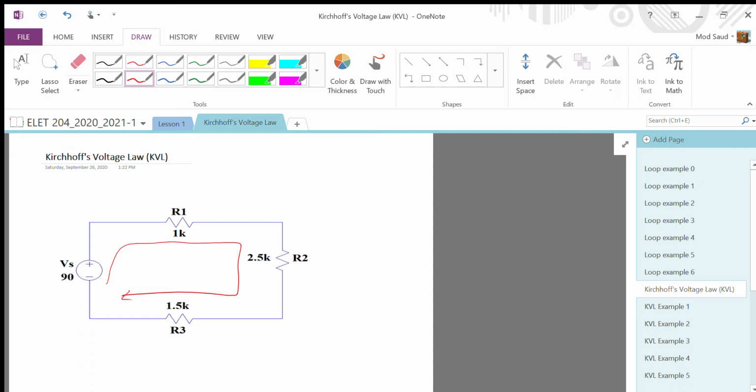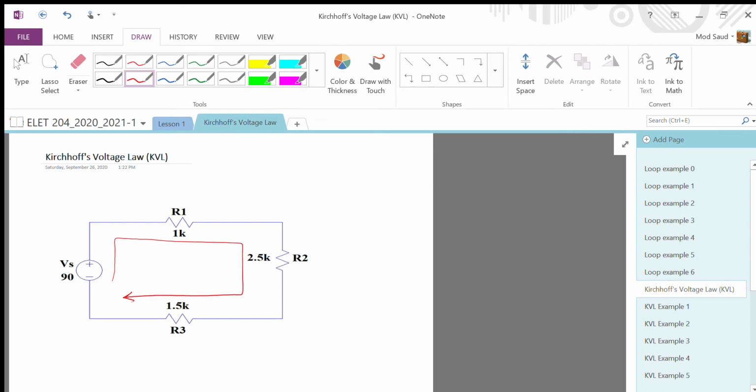Now, if you want to apply Kirchhoff's voltage law, you have to do the following steps. First one, in all my videos I will always use the conventional current, which is from positive to negative, as explained in a different video. So this is the direction of current in the circuit. I assume it goes from positive to negative.